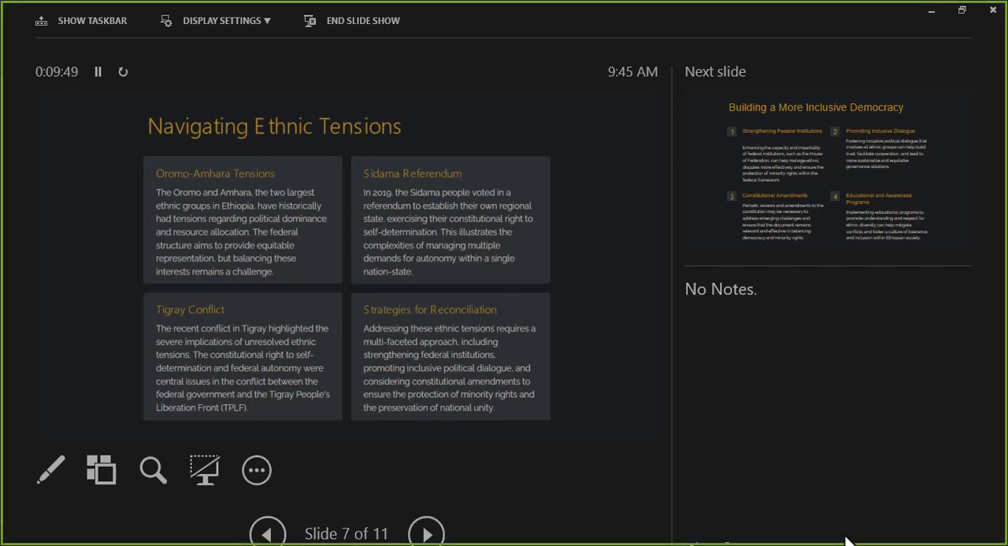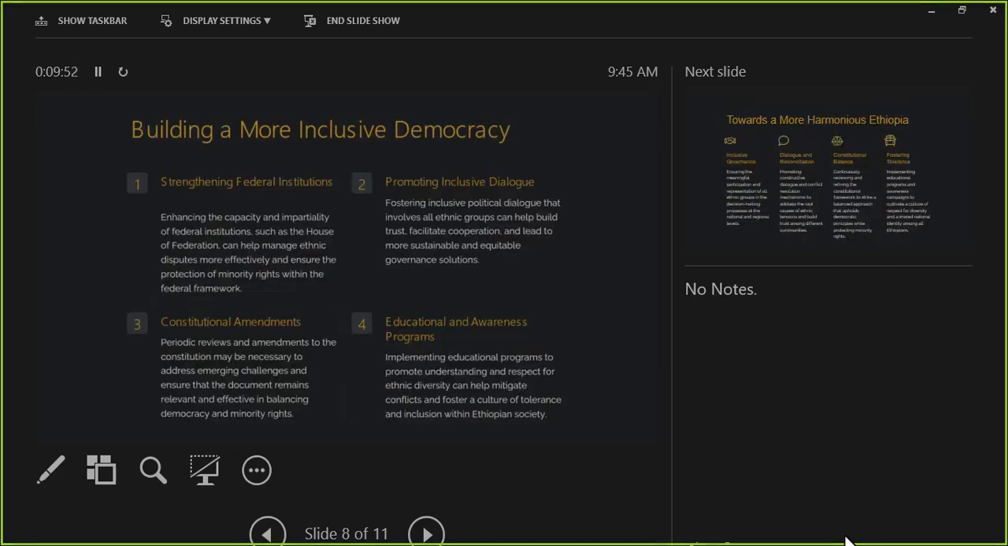Yeah, the strategy of reconciliation is very important here. Building inclusive democracy, strengthening federal institutions. Designing the federal institution is very important to solve such problems. What I have reasoned before, promoting inclusive dialogue, as I said before, national dialogue is a very critical thing, very important to unify Ethiopia. Constitutional amendment, if it is necessary, it should be amended. I believe that every Ethiopian believes that. So educational awareness and programs are very important. I think some things are left behind because of educational and awareness programs.